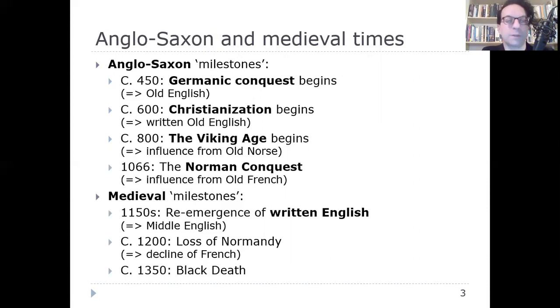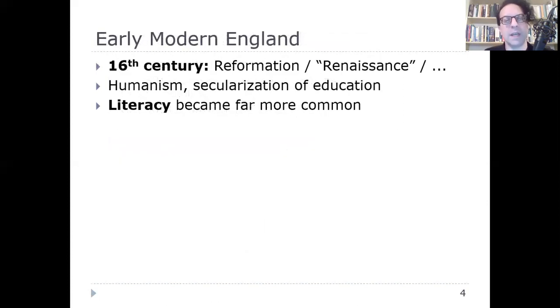Other factors, of course, contributed to this loss of French, like the 100 Years' War. Another little milestone that we looked at was the middle of the 14th century when the Black Death came to England and killed off a huge percentage of the population of the time. And this in turn also strengthened the position of English in the long run. Okay, this brings us up until the end of the Middle Ages now.